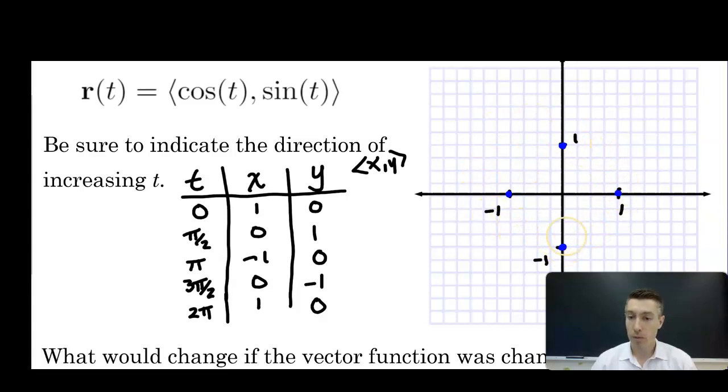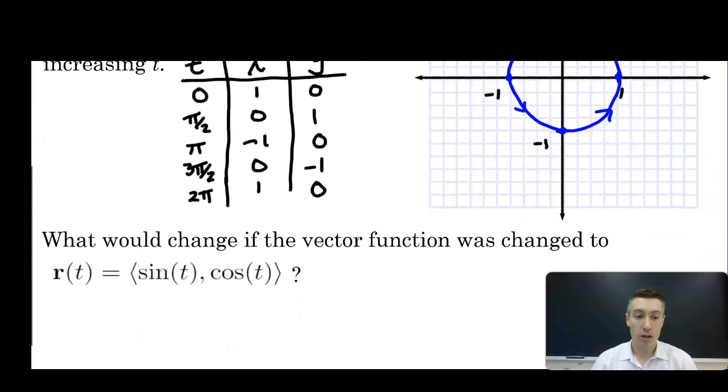Okay, so hopefully we can pick up that it would be circular, even just from those 4 points, knowing how the behavior of cos t, sine t works. Okay, so I'll try to draw the best circle that I can. And then we also have to indicate the direction of increasing t. So in this case, we are moving in the counterclockwise direction, right? This was 0, pi over 2, pi, so on and so forth.